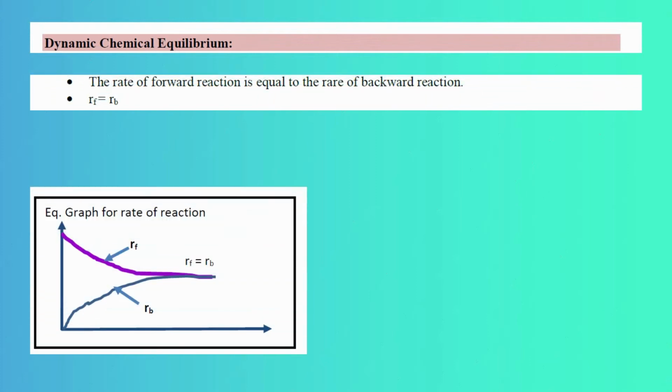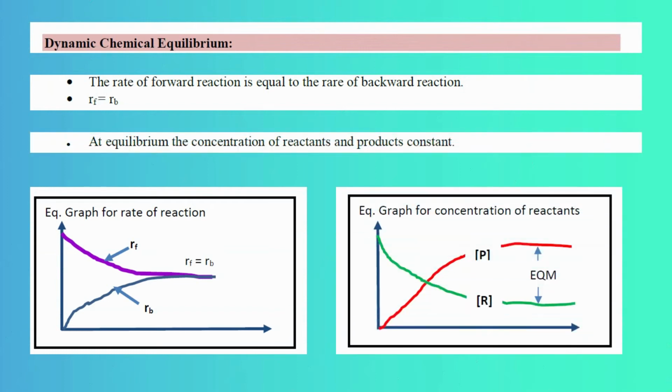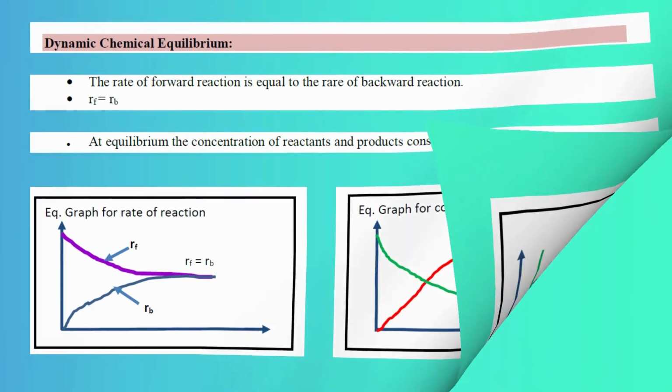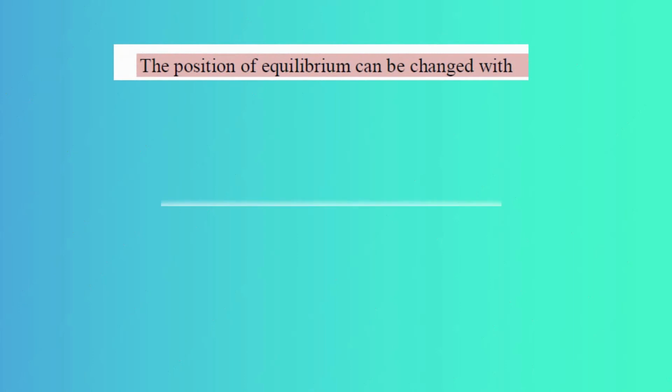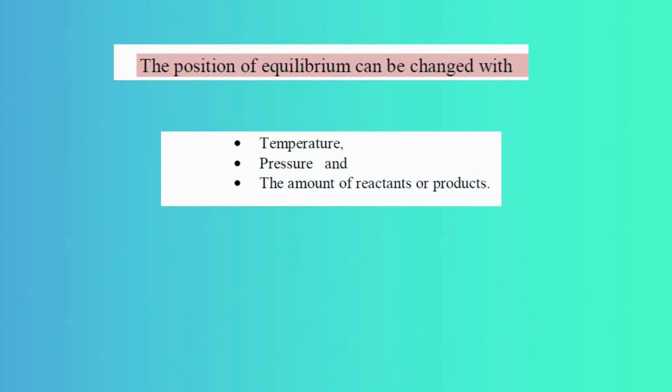The rate of the forward reaction equals the rate of the backward reaction. So the reaction is in chemical equilibrium, and this is going on continuously. With time, the forward and backward reactions happen continuously, and the concentrations of reactants and products are constant. The position of equilibrium can be changed with temperature, pressure and the amount of reactants and products.